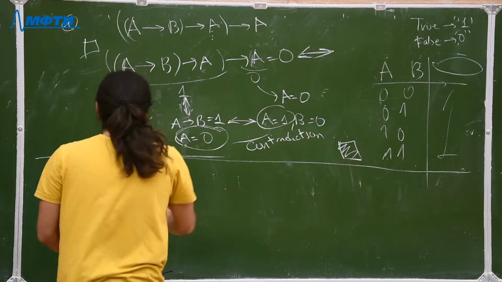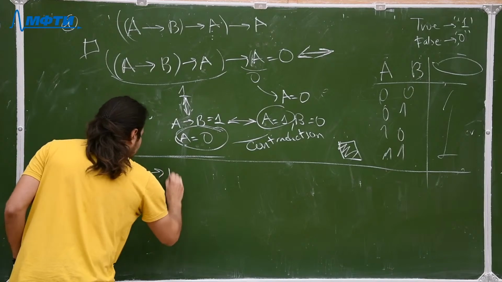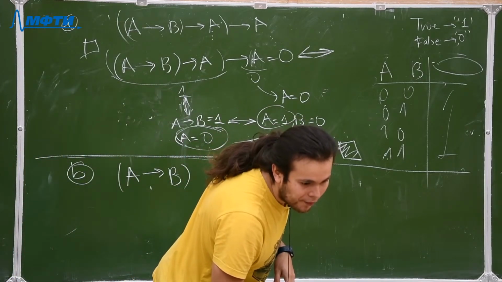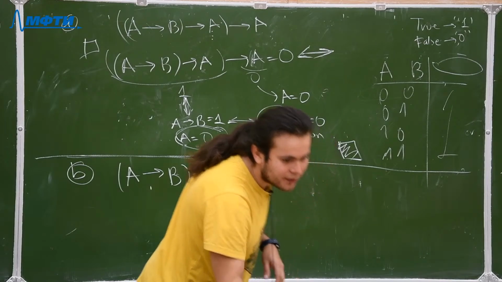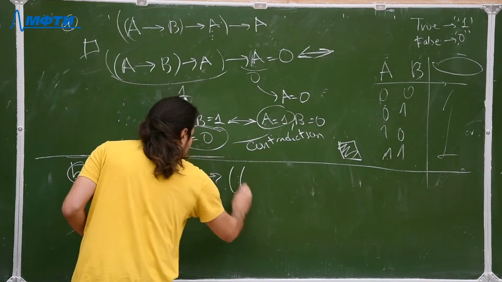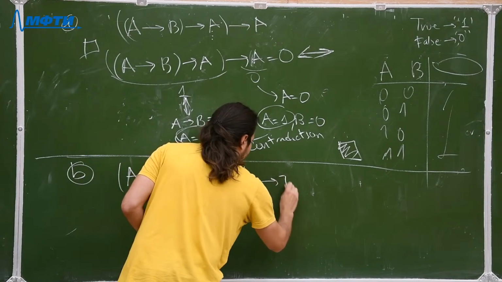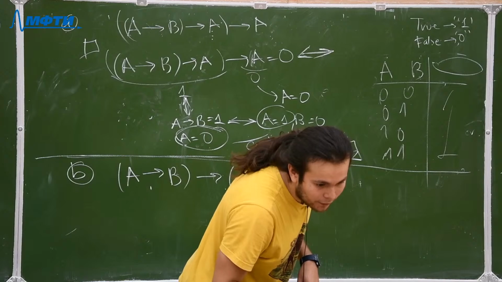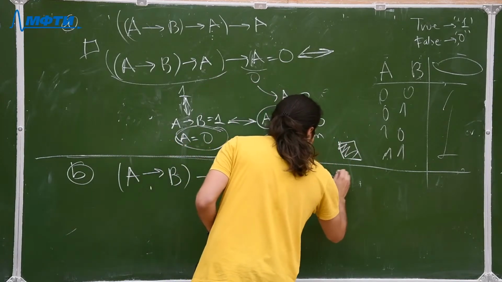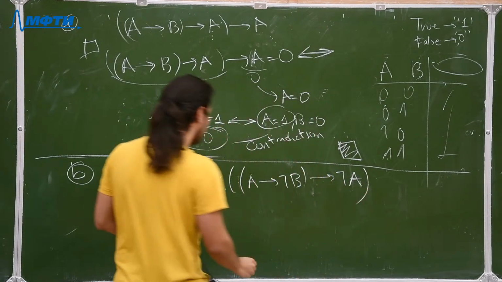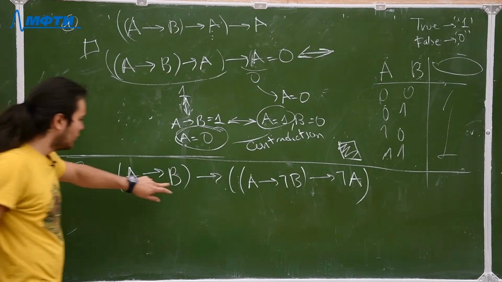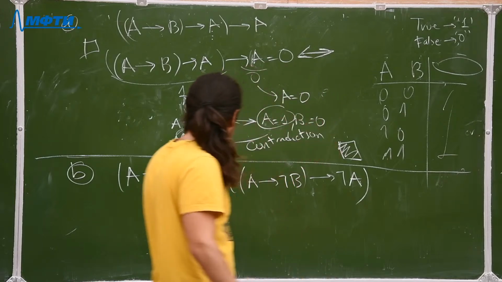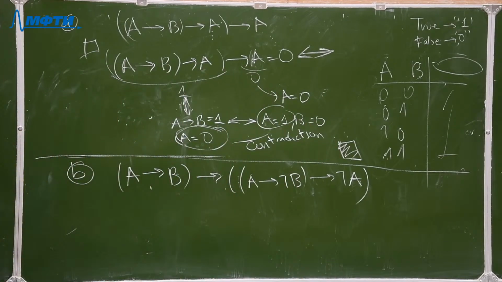So A implies B, and this implies that A, negation of B, and this implies the negation of A. Implies B. Yes. Again, the same thing.